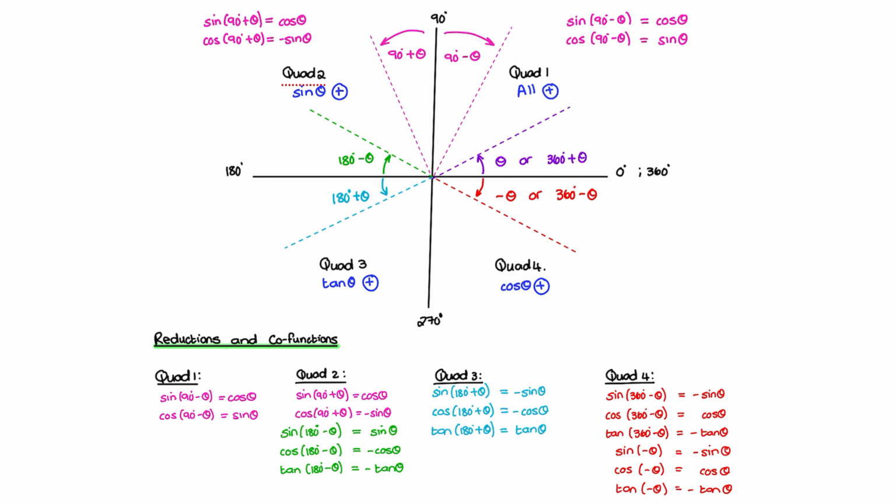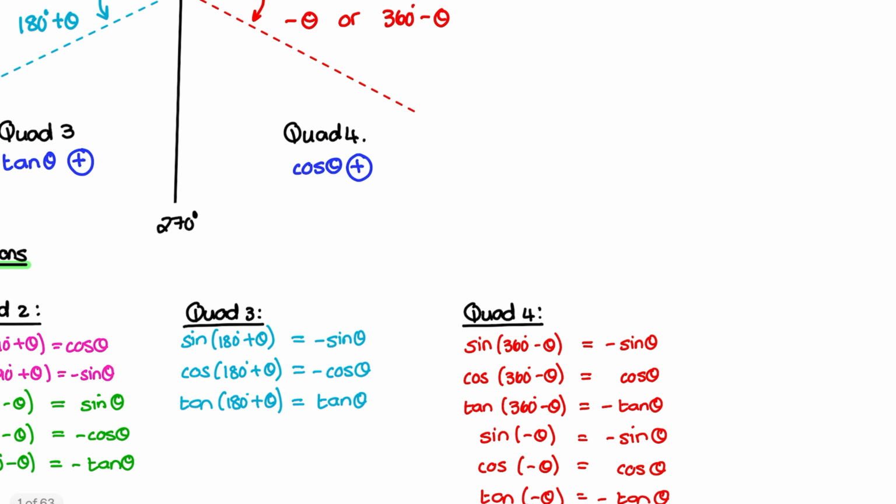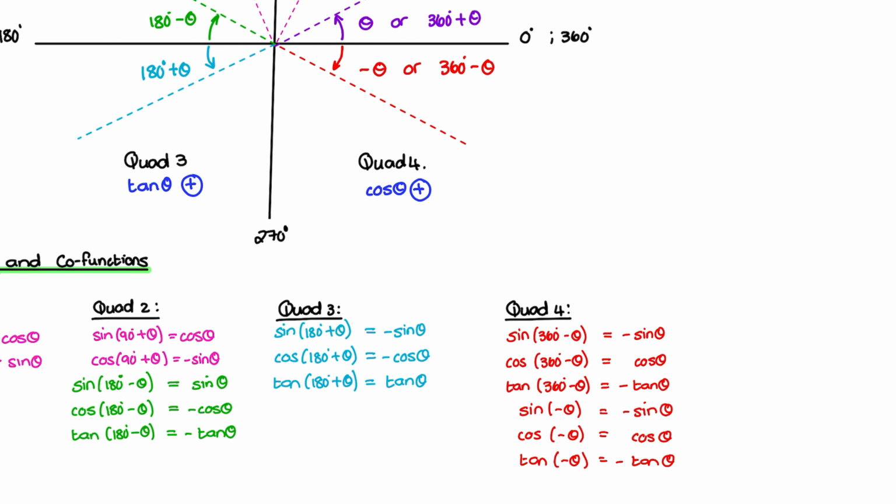All right? Another thing that I want you to notice is that in quadrant 4, we also speak about negative theta. So we can either say 360 degrees minus theta. So we go all around, that is 360, and we go back by theta. Or we can just say negative theta. So let us look at our reductions.